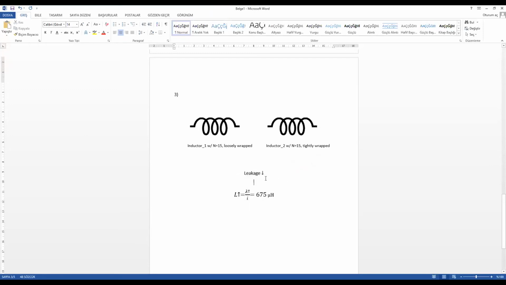Therefore, the inductance value, which we also see on the panel of the RLC meter, is higher than the old one, which is the loosely wrapped. And then we found our inductance value of 675 microhenry, which is higher than the old one, because the leakage flux decreases and the linkage flux increases because of the tight wrapping.